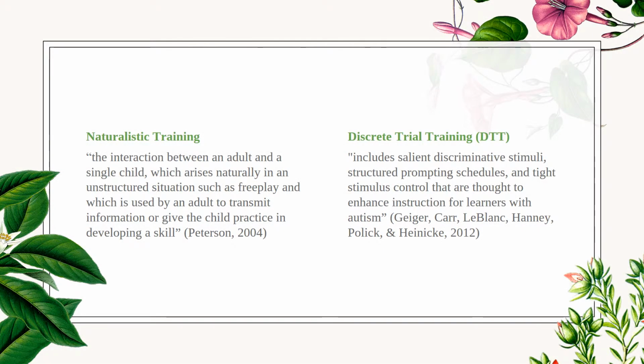So, what is naturalistic and discrete trial training? Naturalistic training is the interaction between an adult and a single child, which arises naturally in an unstructured situation, such as free play, and which is used by an adult to transmit information or give the child practice in developing a skill. Discrete trial training, or DTT, includes salient discriminative stimuli, structured prompting schedules, and tight stimulus control that are thought to enhance instruction for learners with autism.